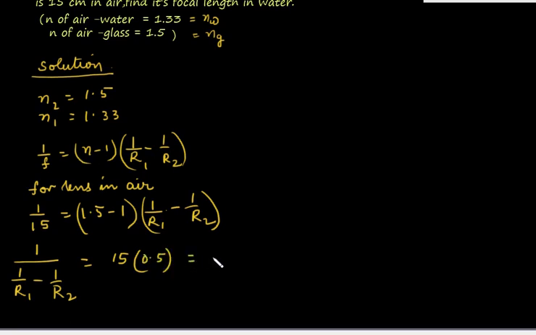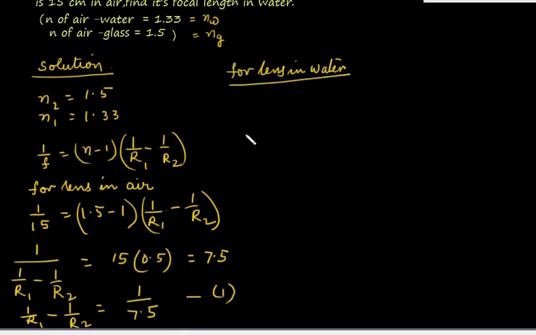So this will be equal to 7.5. On further simplification, 1 by R1 minus 1 by R2 will be equal to 1 by 7.5. Take care here: when the left hand side is reversed, the right hand side also has to be reversed. So this becomes 1 by 7.5. Let it remain. Now for lens in water, what will be the equation?